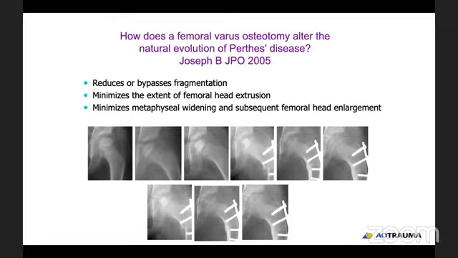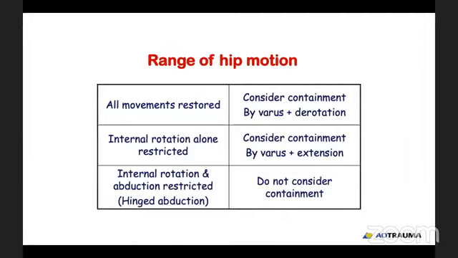Or if they don't bypass it, at least the duration of the fragmentation stage, which generally is around 12 to 18 months, may be curtailed to 6 months or less. So basically, you're causing the disease to heal faster by doing a containment surgery. And this again reinforces the concept of how important it is to do early stage surgery, provided the other parameters are met. Finally, if you consider the hip range of motion, if you have a stiff hip, you should not be doing containment surgery.